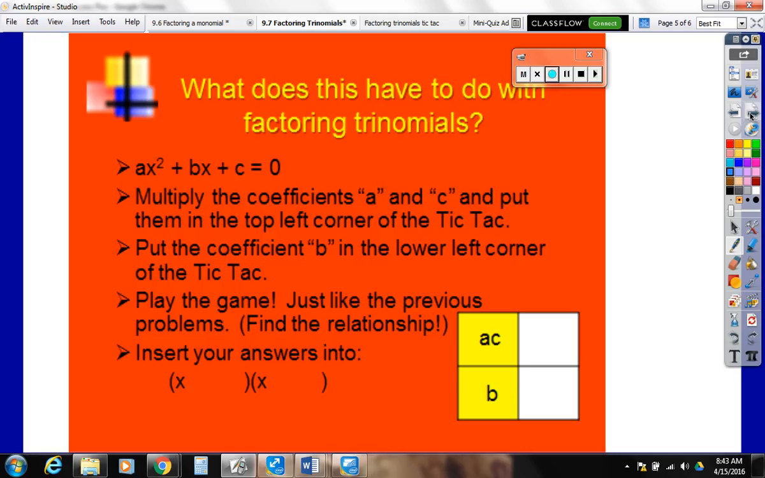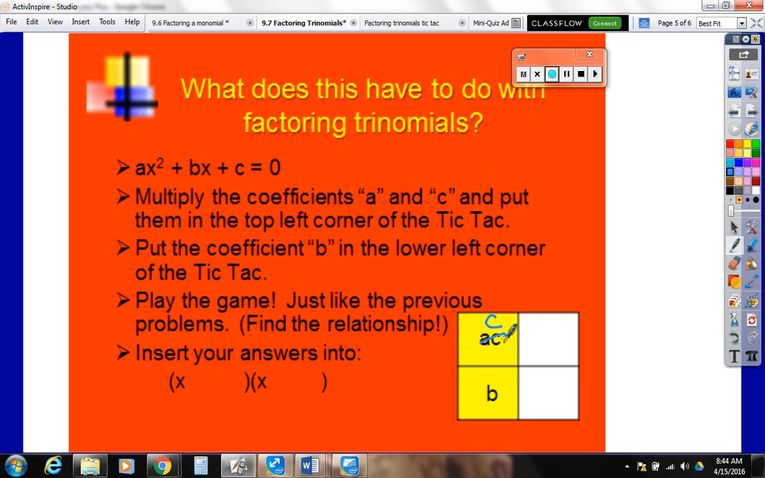In order to use this little tic-tac thing to help you solve these, you multiply the coefficients a and c. Remember, a is always going to be 1, so we can pretty much take whatever our constant is and write it in the top. This will just end up being c for us. And then you're going to put the coefficient b in the lower left corner. So whatever's in front of the x goes down here. And then we just play the game. We figure out what numbers go in here, and then we put our answers into this form.